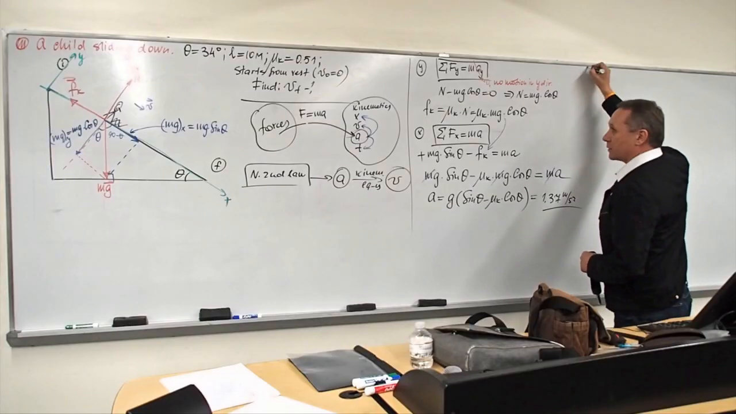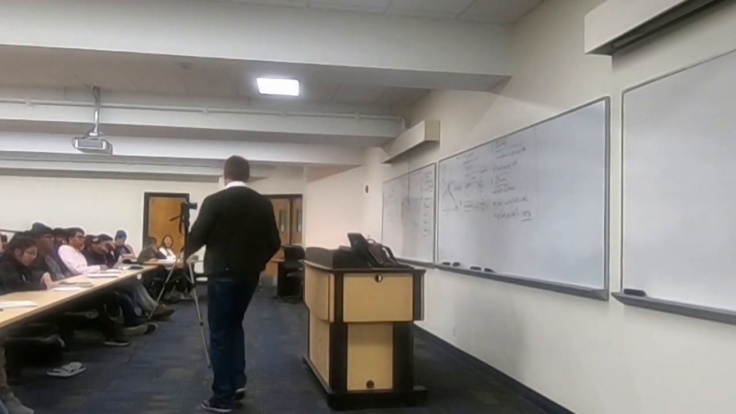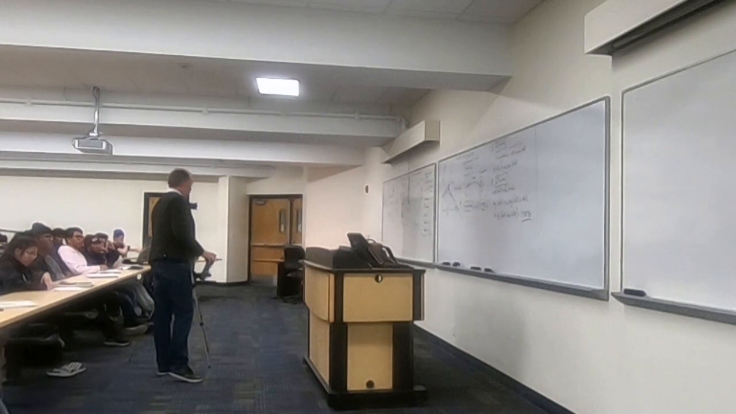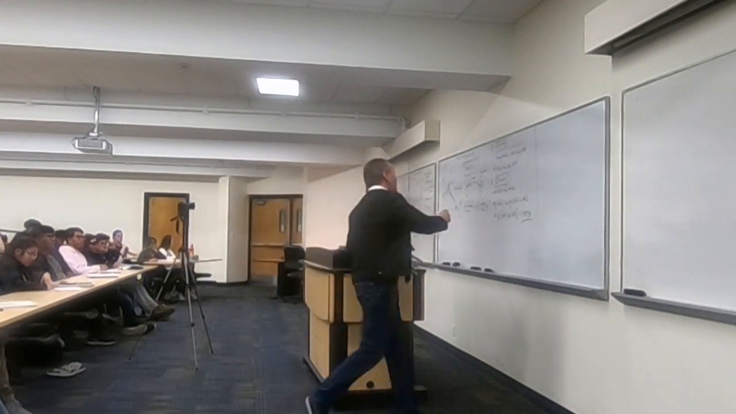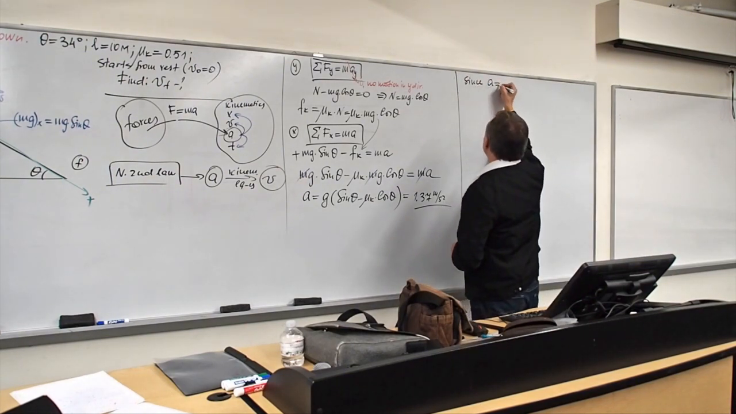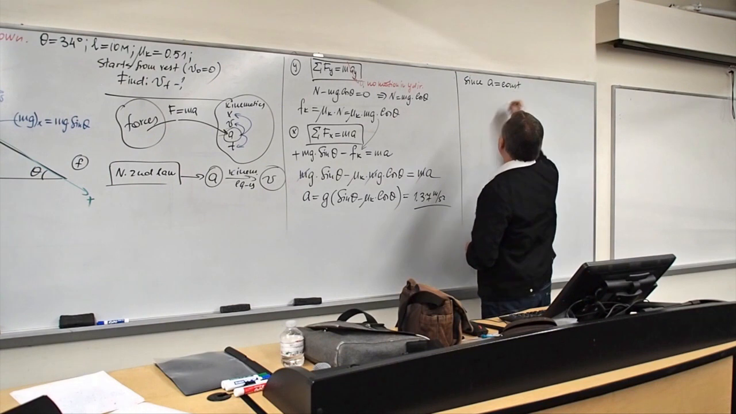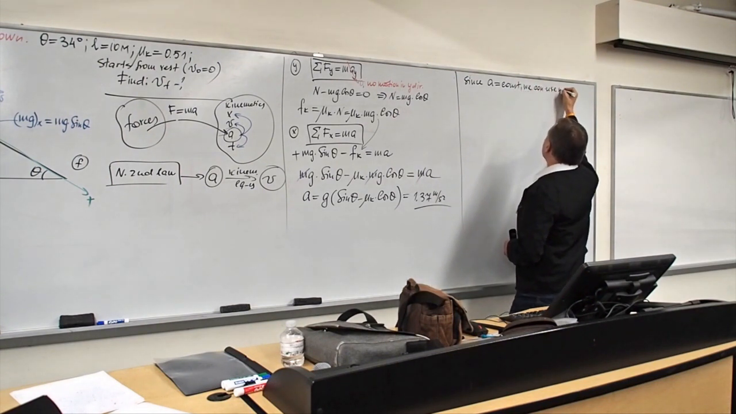So now, maybe I'll just turn the camera slightly, because I'm afraid that side is not fully in view. Okay, so now, since a is constant, we can use kinematic equations.